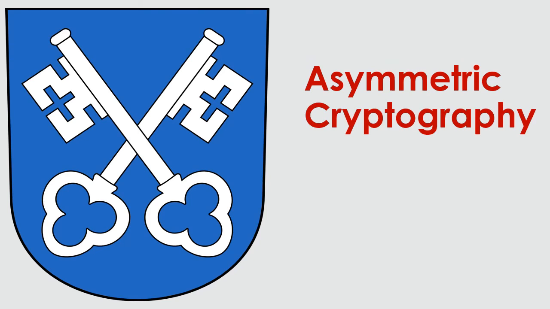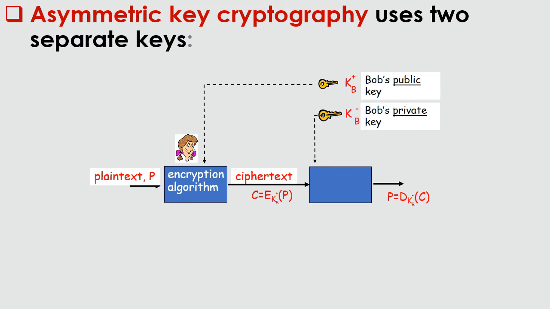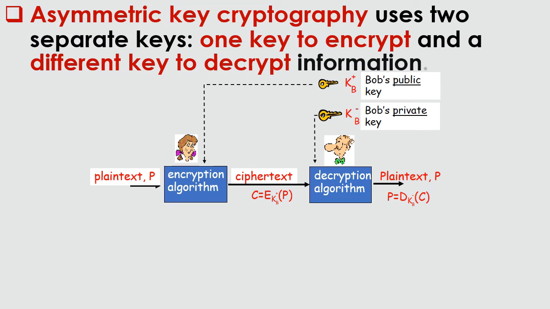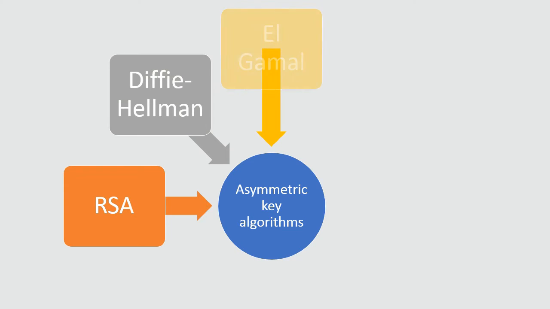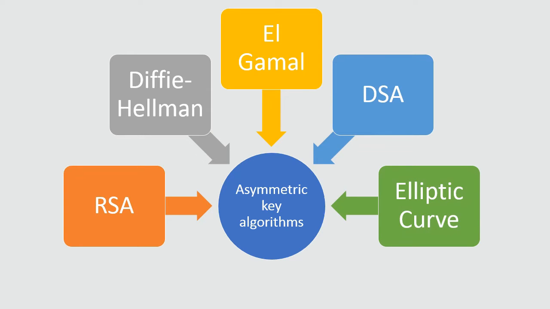Asymmetric cryptography. Asymmetric key cryptography uses 2 separate keys, one key to encrypt and a different key to decrypt information. These keys are known as public and private key pairs. Asymmetric key algorithms are RSA, Diffie-Hellman, El-Gamal, DSA, and elliptic curve.